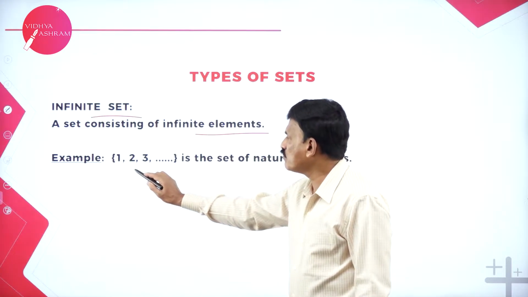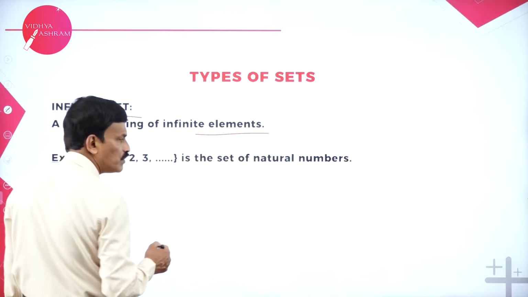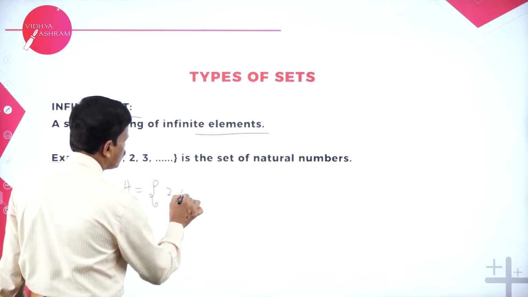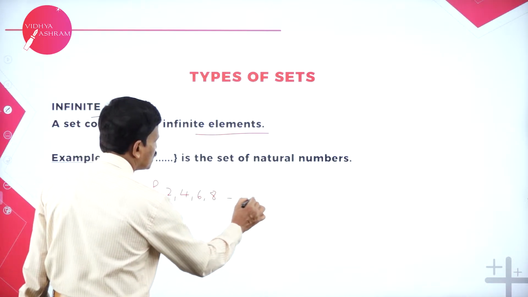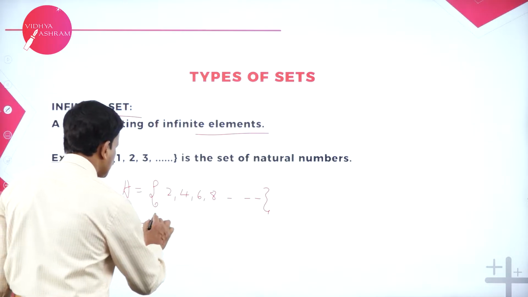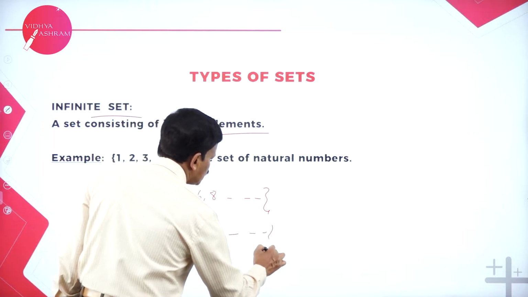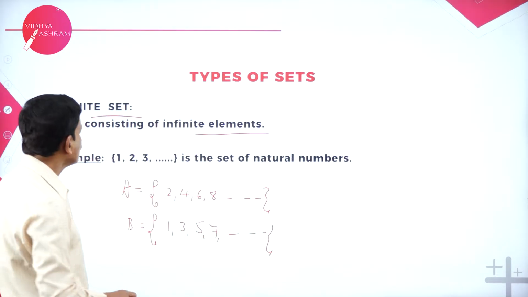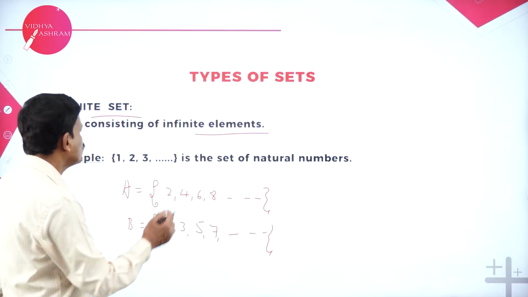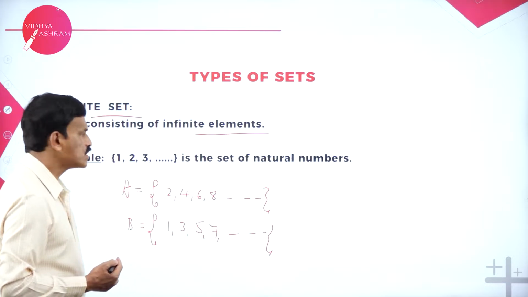So that is example 1, 2, 3, 4, the set of natural numbers. This is an example of an infinite set. Another example: the set of all even numbers 2, 4, 6, 8, etc. This is also an example of an infinite set. Another: the set of all odd numbers 1, 3, 5, 7. This is also an infinite set. So a set consisting of an infinite number of elements is called an infinite set. These are examples of the infinite set.